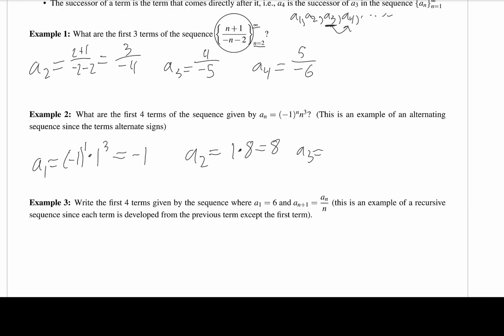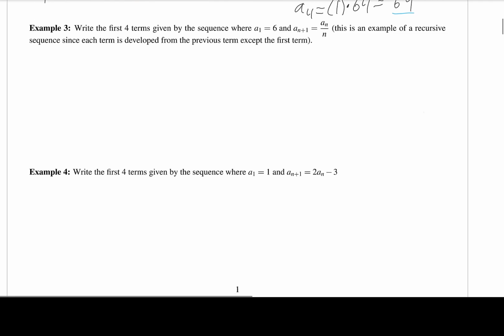A3 would be negative 1 cubed, so that'll be negative 1, times 3 cubed, which is 27. So that'll give us negative 27. And then A4 would be negative 1 to the 4th, so that's 1, times 4 cubed, which is 64, so that'll give us positive 64. Notice here, our terms alternate between negative, positive, negative, positive. When we have something that alternates like this, we call it an alternating sequence. So an alternating sequence is whenever our terms alternate back and forth between positive and negative.